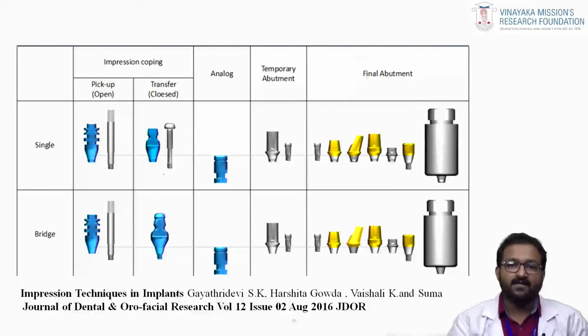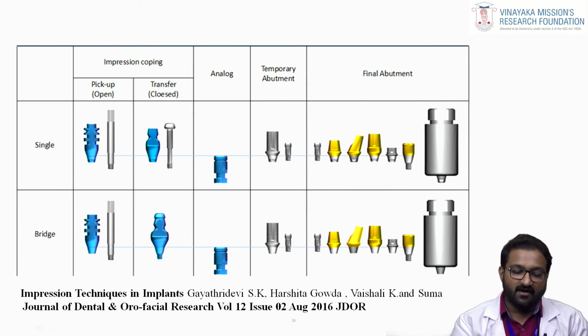So these are the implant components which we will be dealing with while taking an implant impression. This blue line indicates the bone level. These are the components that will be present above the bone level. This is the impression coping. Okay, you all have a clear idea.